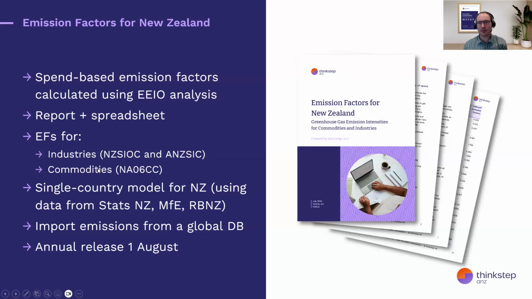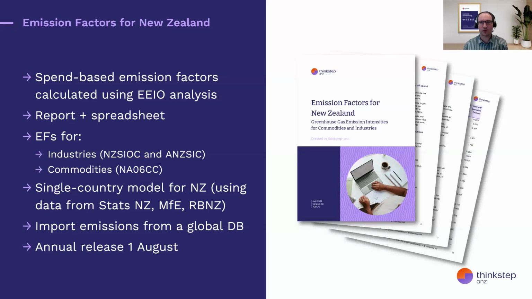This particular method and the approach that we've used since the start when we first started publishing is a single country model. The reason for using a single country approach is that it's the closest to the data that we have in New Zealand. So we're drawing directly on data from Statistics New Zealand, from Ministry for the Environment, from the Reserve Bank of New Zealand, and we're trying to use the data and transform it into the emission factors as quickly as we can to make that available to you.